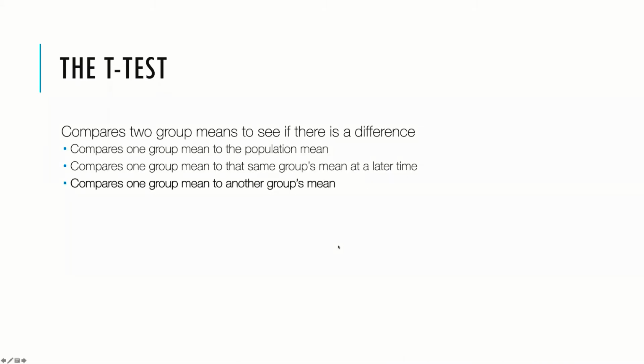T-test, a bunch of different t-tests. The t-test compares two group means to see if there's a difference. So it's exactly what we've been doing this whole time. There are three kinds of t-tests. One compares a group mean to a population mean. One compares a group mean to that same group's mean at a later point in time, right? So still we're comparing means. And then the bolded one here, the one that compares one group mean to another group's mean.